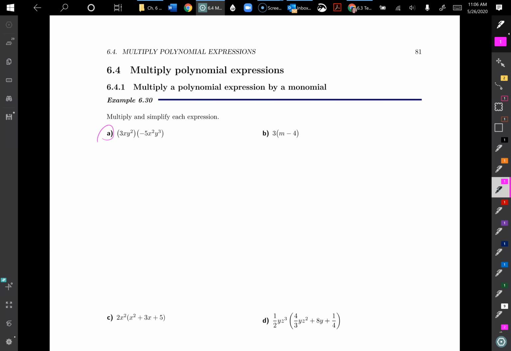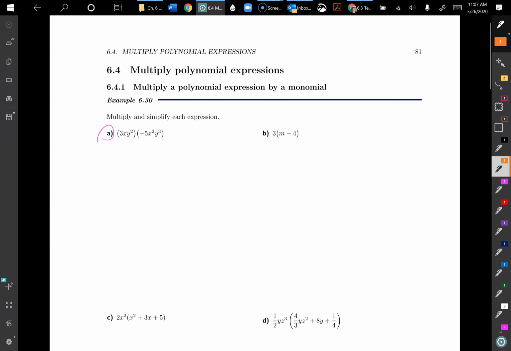So for this, we don't distribute over multiplication. That's something to keep in mind. Once we do the binomial times the binomial, people tend to want to distribute where they shouldn't. So there's no pluses and minuses in between here.